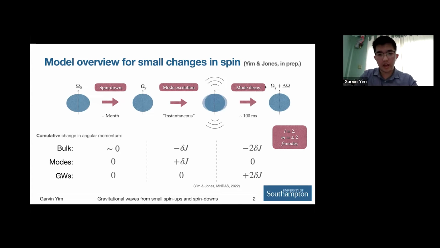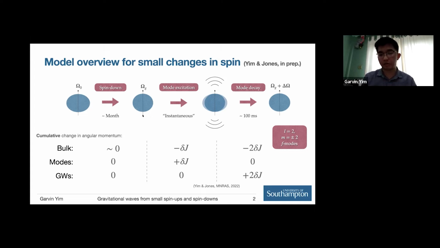observed phenomena. We're preparing a paper right now, and it should be on the arXiv within the next week or two. Looking at the graphic on the top, we start with a spinning down neutron star, which spins down on the order of a month, as this is the frequency at which these events occur. During this time, elastic energy is being stored in the crust, and vortices are also being pinned to the inner crust. And all of a sudden, due to some threshold being crossed, a mode will be excited.